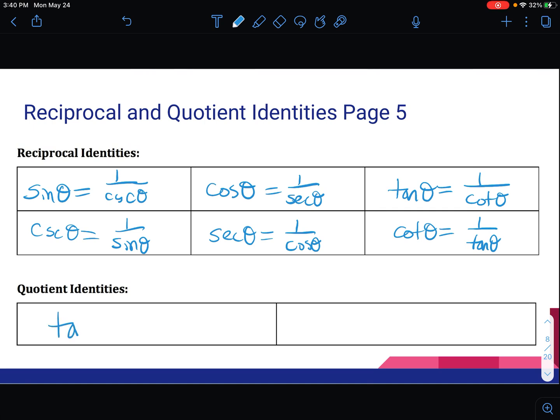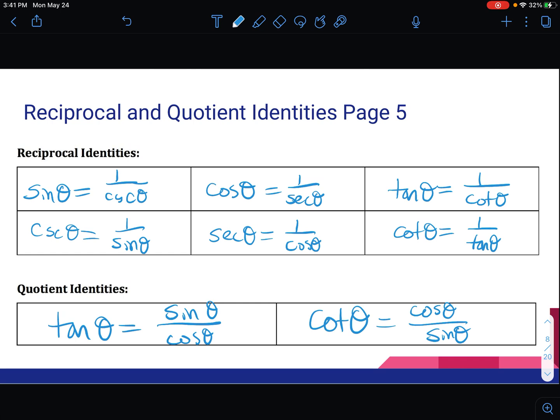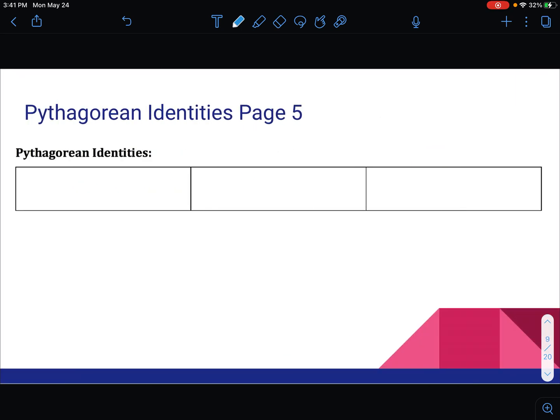Quotient identities: tangent theta is the same as sine theta over cosine theta, and cotangent theta is the same as cosine theta divided by sine theta. This should be all fairly familiar, but we have these in our graphic organizer for reasonings and justifications.